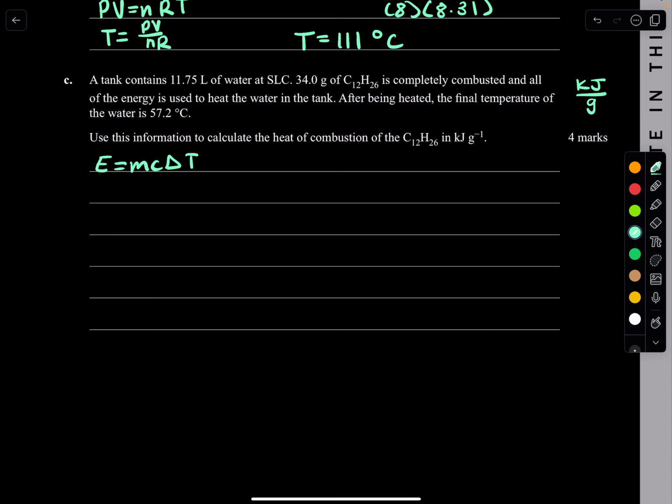We need the mass. Of course we have 11.75 liters. We want to turn it into grams. How do we do that? Easy. Make sure it's in milliliters first. So 11.75 times 1,000, you'll actually get it in milliliters. And so that gives me 11,750 milliliters.